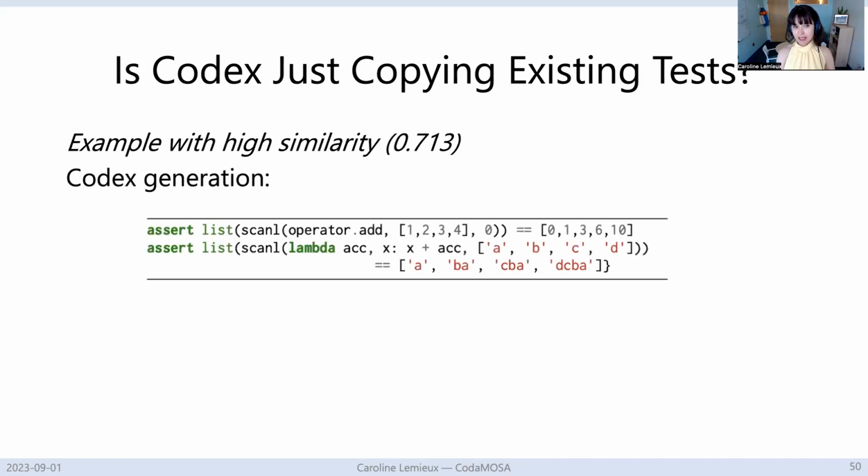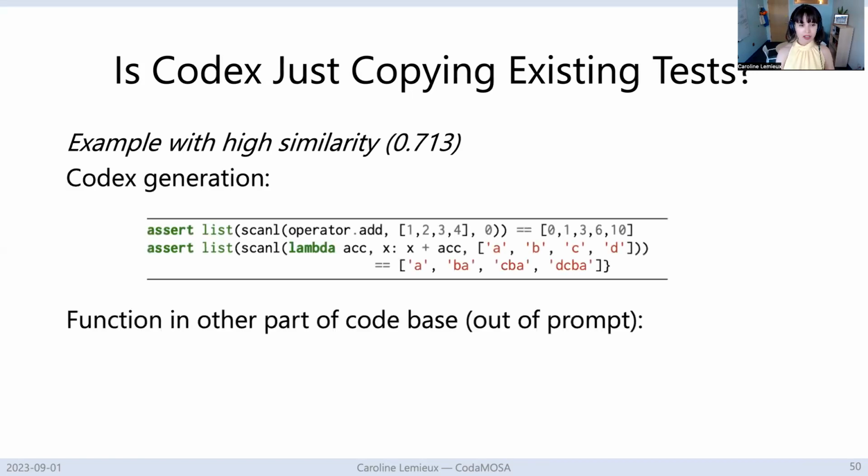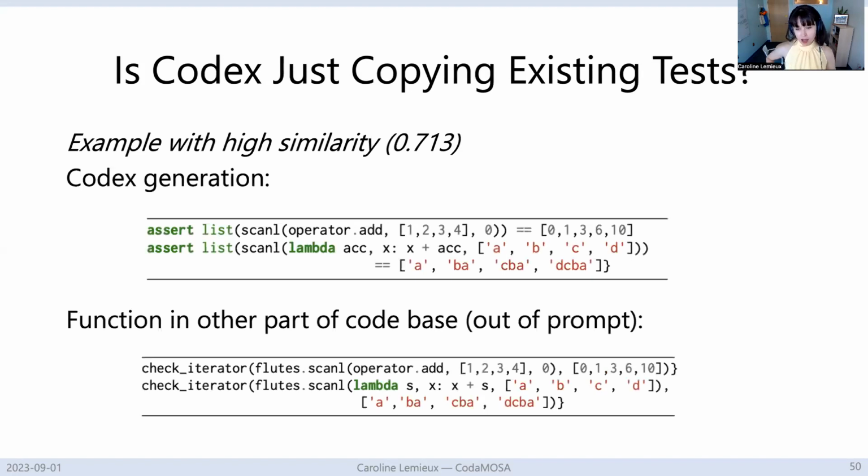Here's a Codex generated test. And here's a function in another part of the code base that we were testing, but which was outside of the prompt we sent to Codex. And if you look at these, you'll notice that the data that is passed to the functions is extremely similar. So it seems unlikely that Codex has generated this thing without having any idea of this other function, right?